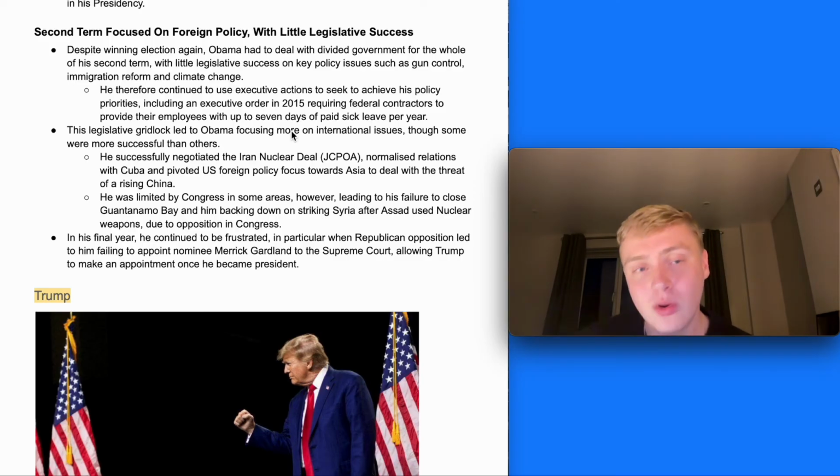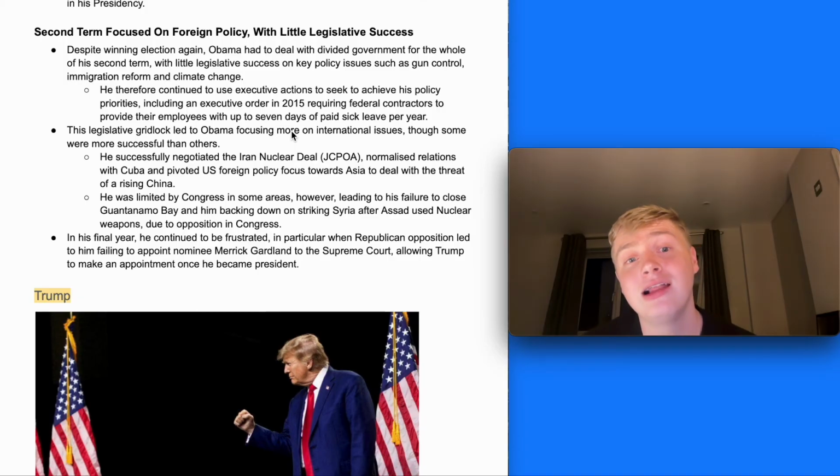In terms of his second term, you saw quite a significant focus on foreign policy with little legislative success. Despite winning election again, Obama had to deal with a divided government for the whole of his second term. This led to little legislative success on key policies, including gun control, immigration reform, and climate change. He therefore continued to use executive actions to seek his policy priorities, including an executive order in 2015 requiring federal contractors to provide employees with up to 7 days of paid sick leave per year.